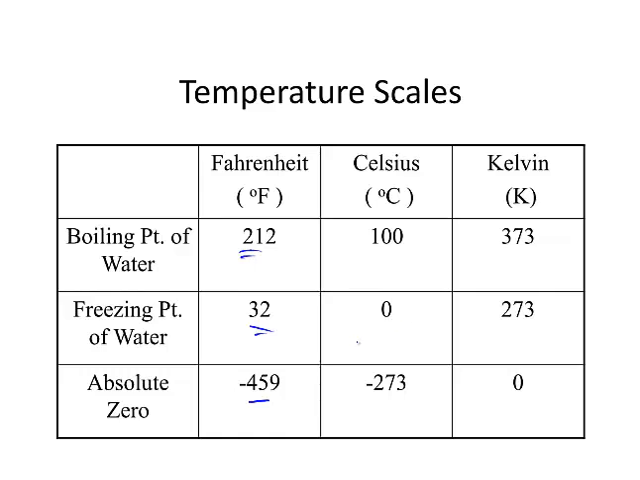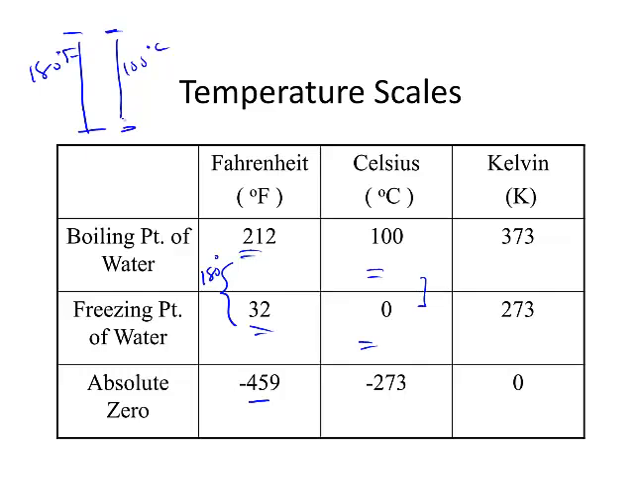The Celsius scale says, okay, let's set the freezing point at 0 and the boiling point at 100. Now, one thing to notice here, if you look at the gap between the freezing and boiling point, we have a gap of 180 degrees Fahrenheit between freezing and boiling temperature. On the other hand, we have a gap of only 100 degrees Celsius. What this means is that a degree Celsius is a bigger unit than a degree Fahrenheit.